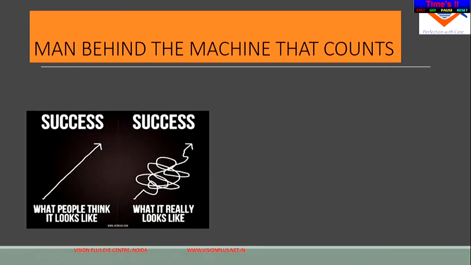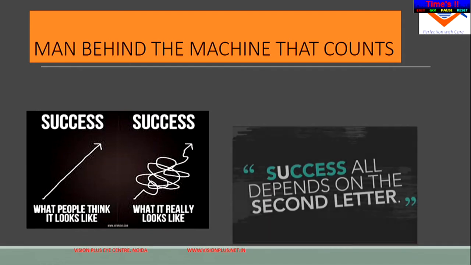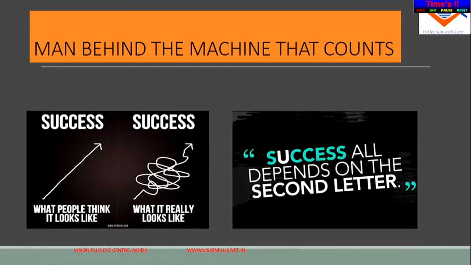So in the end, it's actually the man which is more important than the machine, and the surgery success depends upon you. So whichever machine you have, try to get the best out of that.